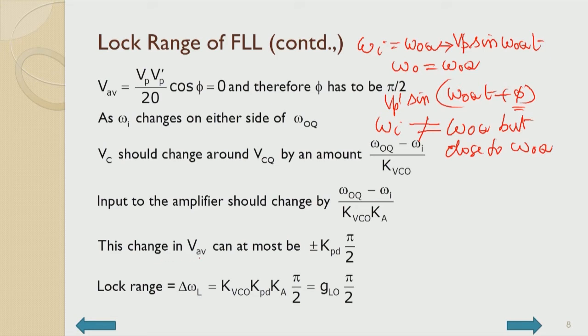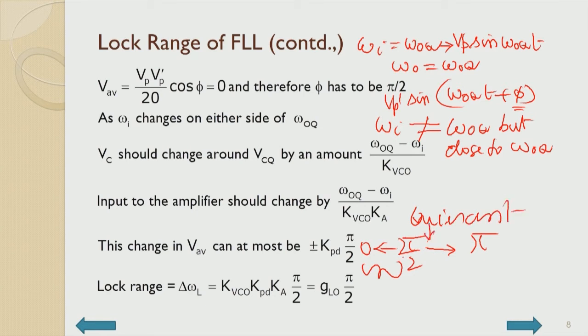This change in V average can at most be k P D into pi by 2 if it is a linear phase detector. So, by definition the phase can change around pi by 2 on one side up to pi, on the other side up to 0. That means the extent of total change on either side of pi by 2, pi by 2 being the quiescent phase.